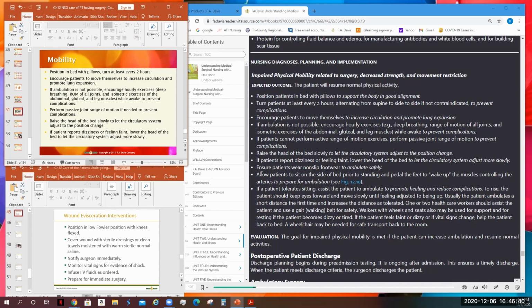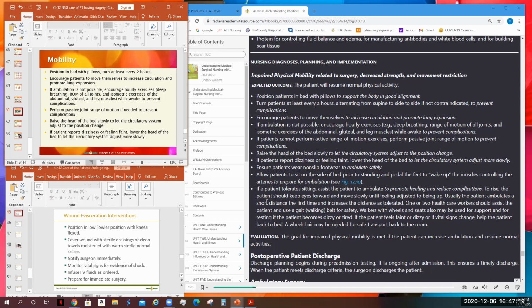Allow patients to sit on the side of the bed prior to standing and pedal the feet to wake up the muscles controlling the arteries to prepare for ambulation. If a patient tolerates sitting, assist the patient to ambulate to promote healing and reduce complications. To rise, the patient should keep eyes forward and move slowly until feeling adjusted to being up. Usually, the patient ambulates a short distance the first time and increases the distance as tolerated.